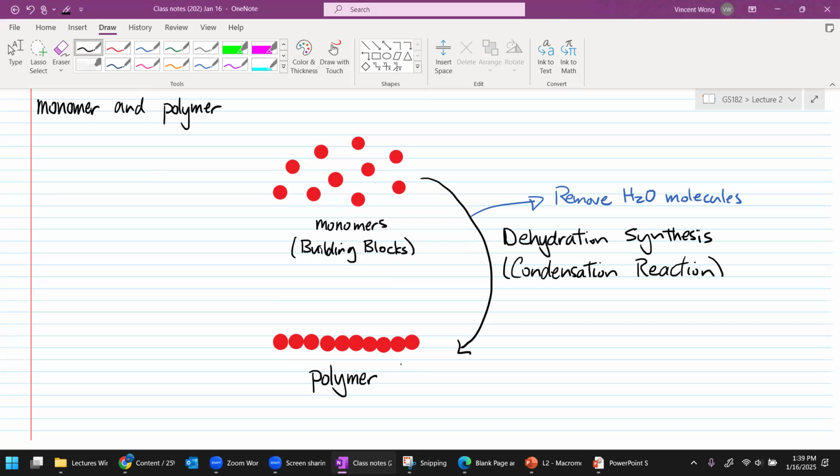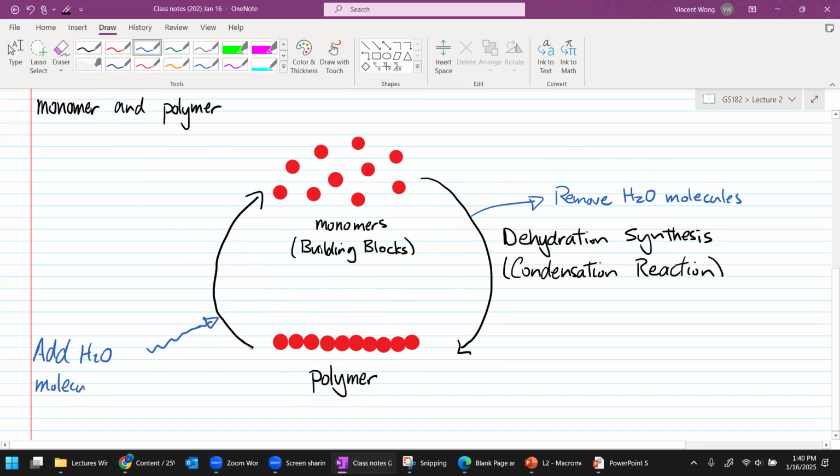When we eat our food, you eat your starch from pasta, bread, rice, they will enter our body as polymers, and you have to break them back down into monomers so that you can absorb them as nutrients. If you want to connect them together, you are going to remove water molecules. So if you want to break them, what do you think you have to do? Yeah. Add H2O molecules.